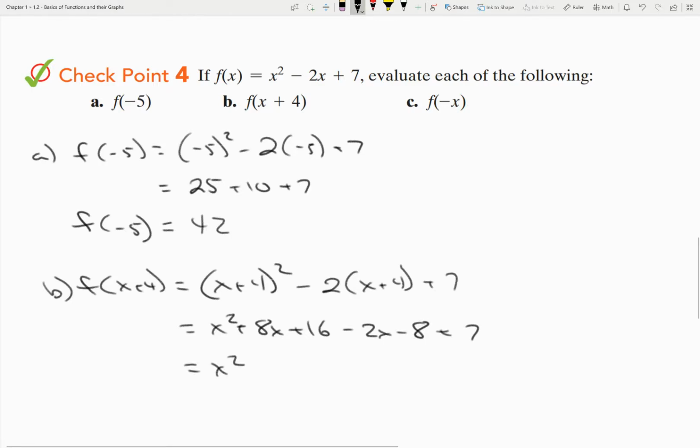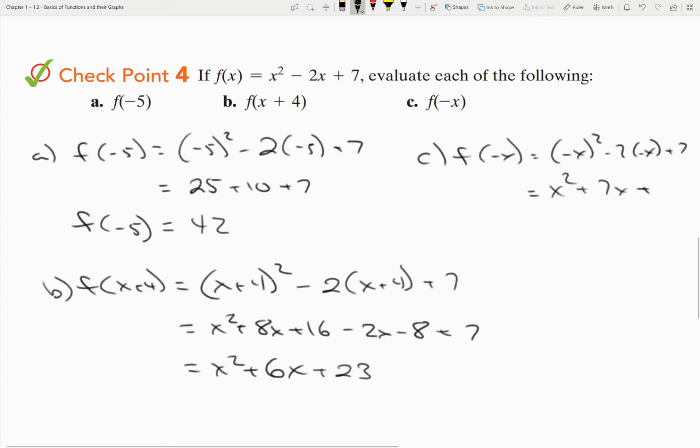x squared, so that's plus 6x and 23. And for part C, f of negative x gives me parentheses negative x squared minus 2 times negative x plus 7. And very similar to the first one, the only difference is the sign of the middle term here.